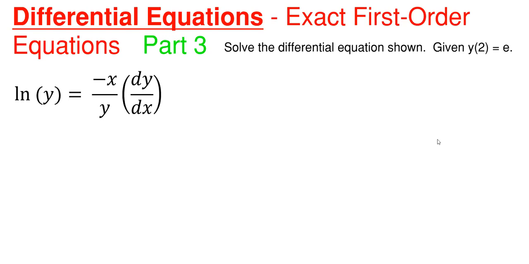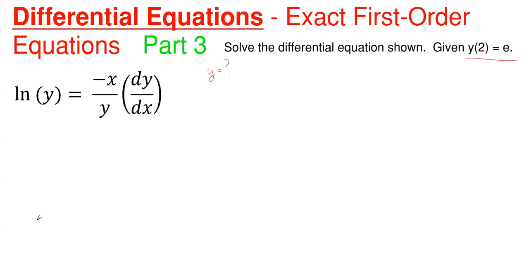So in today's video, we're going to be covering differential equations and we're going to be looking at exact first order equations, and this will be our third part in this particular series. So we are tasked with solving this differential equation shown on the screen, given the boundary condition of y of 2 is equal to e. So what we're looking for here in the end is what y equation makes this true.